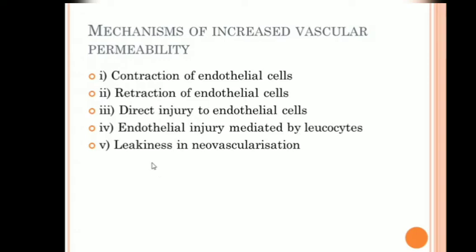And then fourth, we have endothelial injury mediated by leukocytes. Here, adherence of leukocytes to the endothelium at the site of inflammation may result in activation of leukocytes. Activated leukocytes release proteolytic enzymes and toxic oxygen species, which may cause endothelial injury and increased vascular leakiness. This form of increased vascular leakiness affects mostly the venules, and it is a late response.